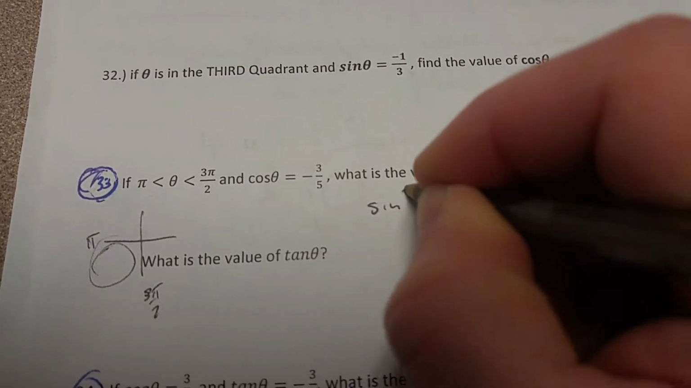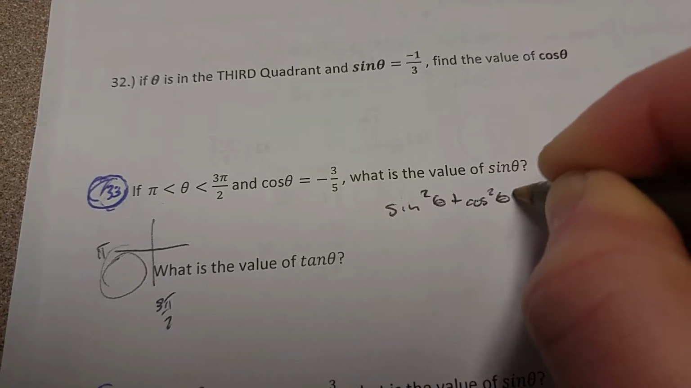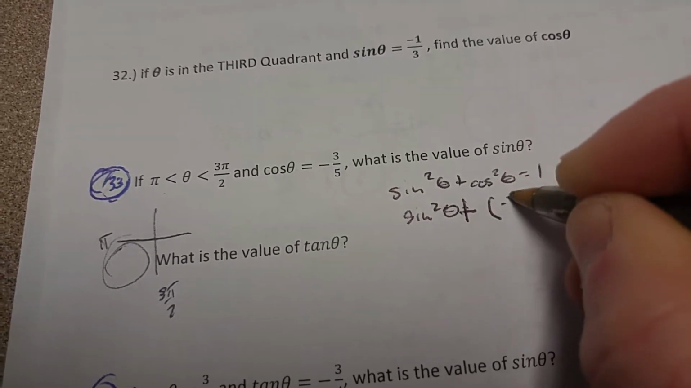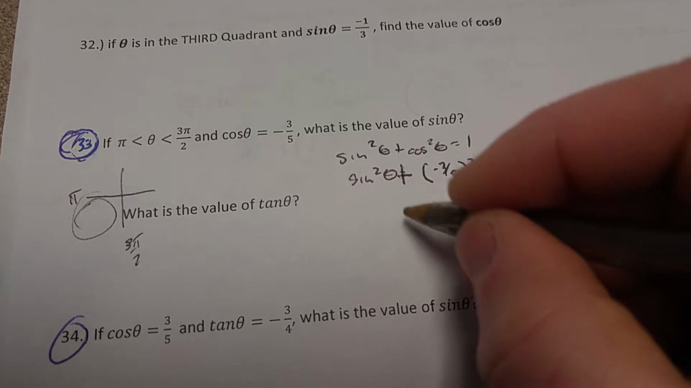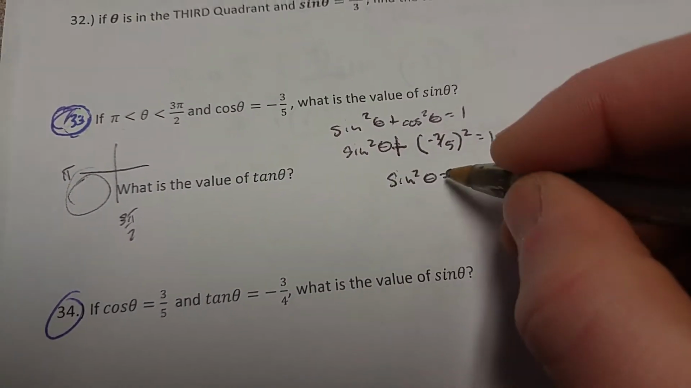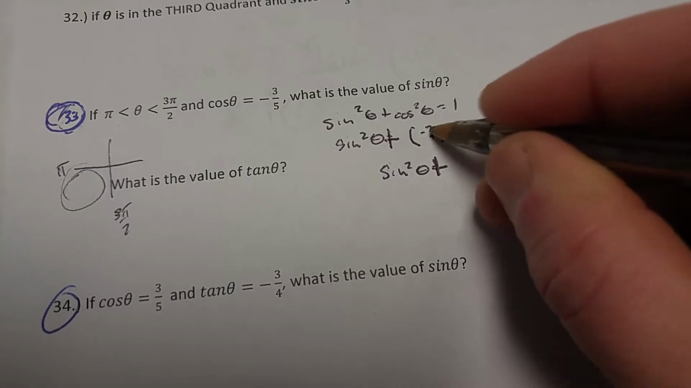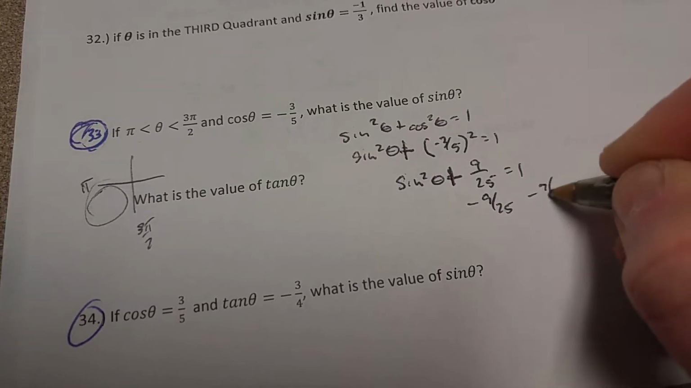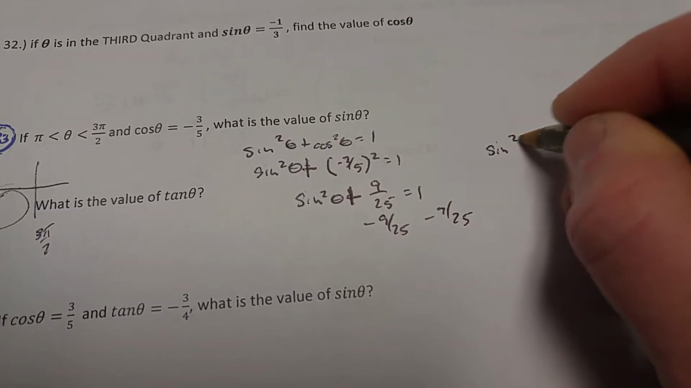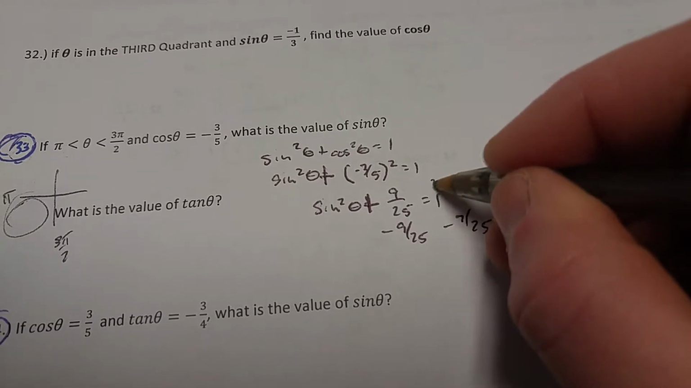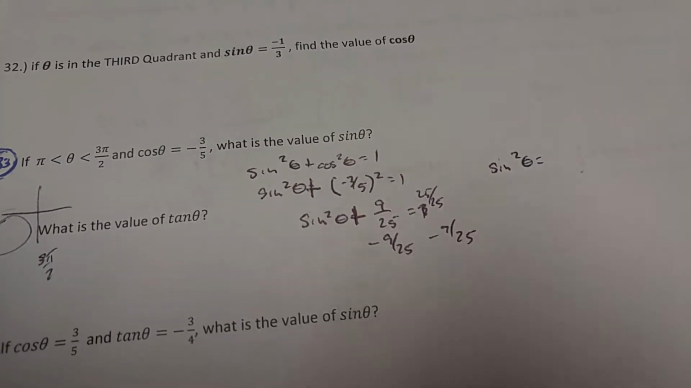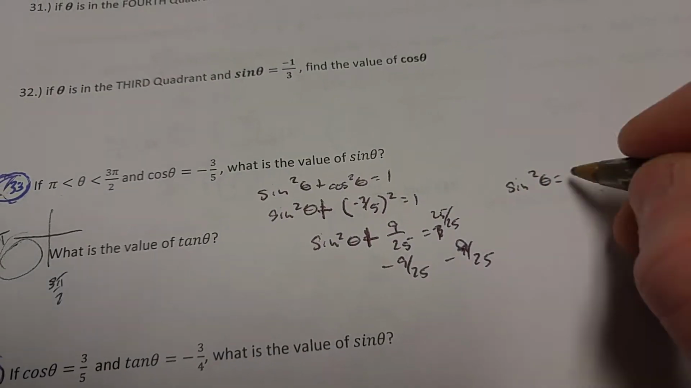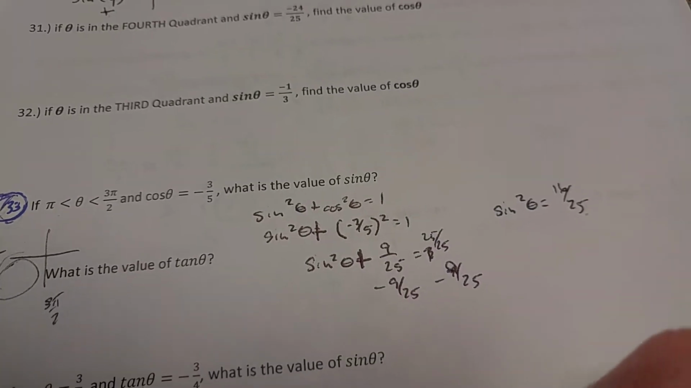So I'm still going to use this relationship, sine squared of theta plus cosine squared of theta equals 1. And I know that my cosine is negative 3 over 5, and I'm going to square that. So I might want to leave this all as fractions. So if I square this, I get positive 9 over 25. I'm going to subtract that on both sides. So I get sine squared of theta equals, remember that 1 is really 25 over 25. So 25 over 25 minus 9 over 25 is 16 over 25.